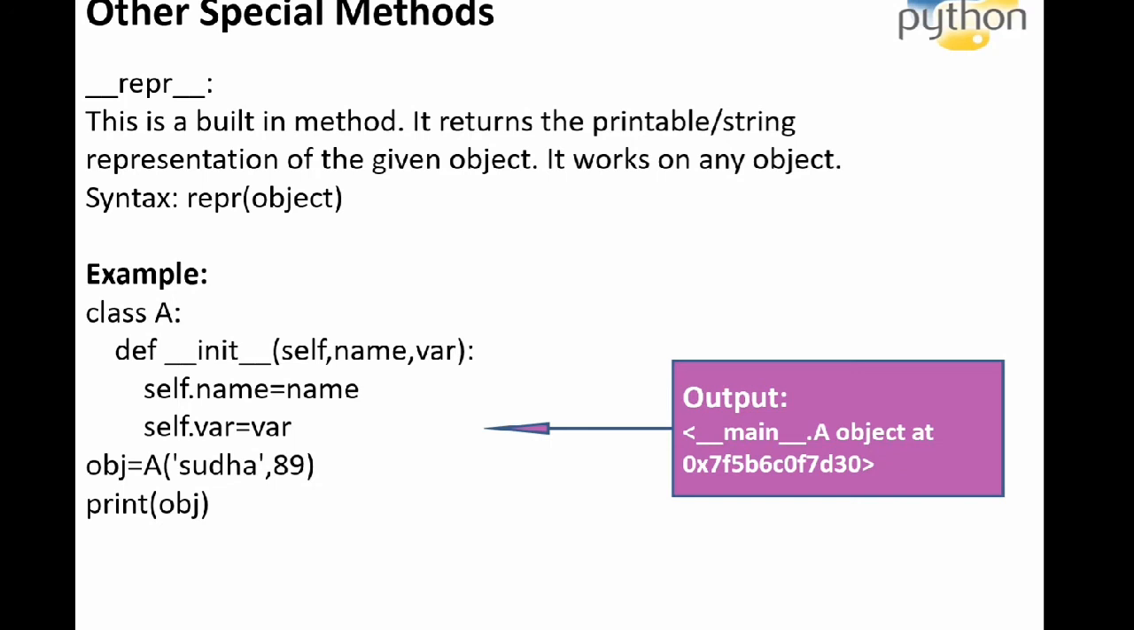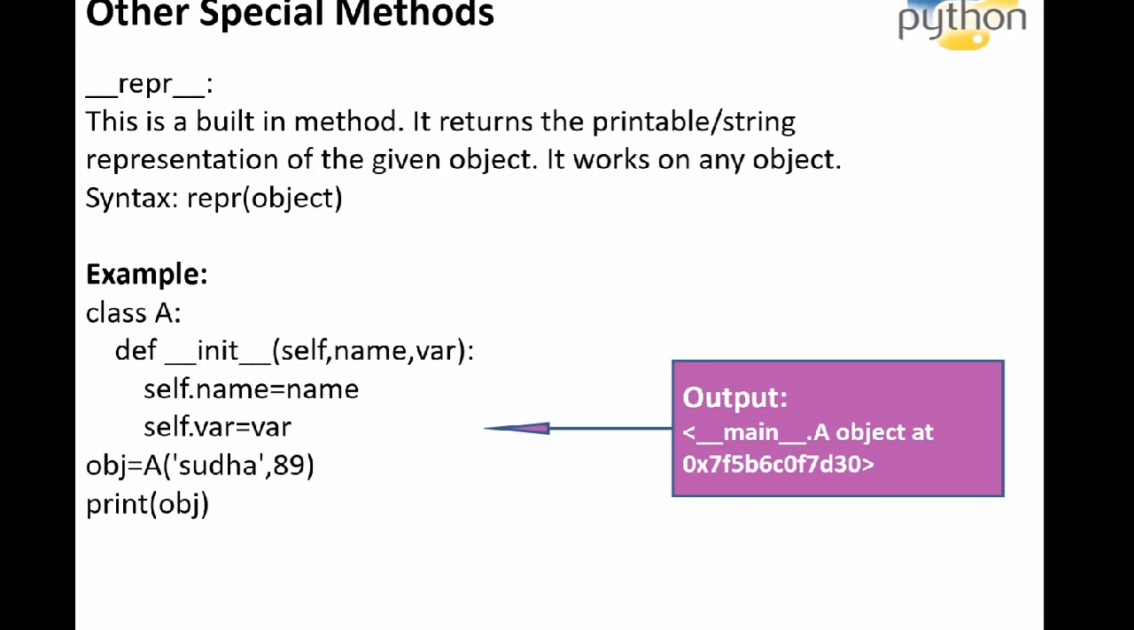Now let us take a look at this. I said I want to print the description of the object. So here you have a class A. Inside the class A, I have the init method. The init method is doing the initialization of two variables here.